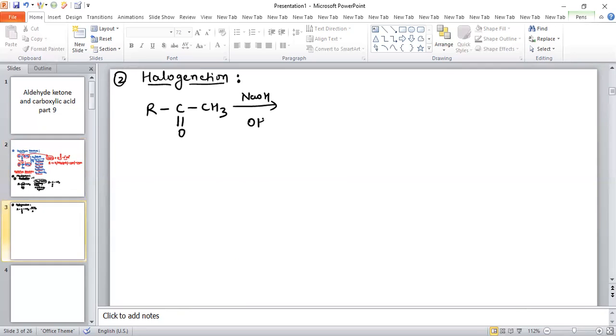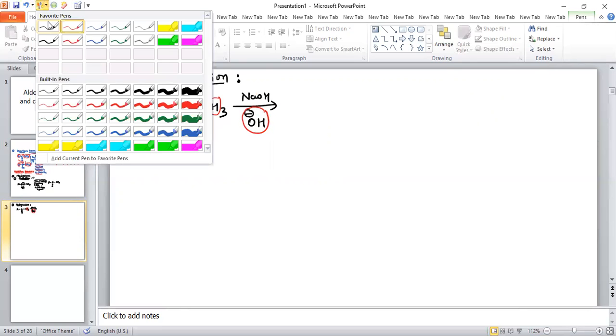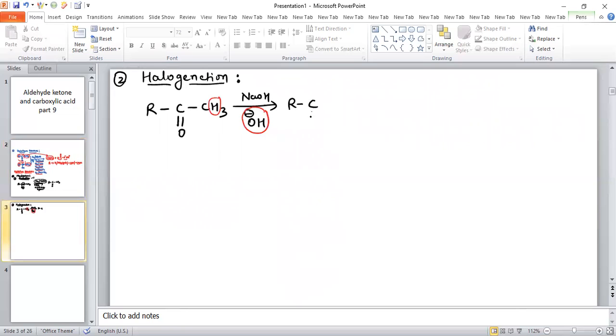this NaOH will provide basic medium, OH minus. So this OH minus and one of the hydrogen. You can also say this carbon is basically CH2 and H. So one of the hydrogen will be removed by base. When one of the hydrogen is removed by base, it will convert into RC double bond O and CH2 minus. This carbanion is obtained.